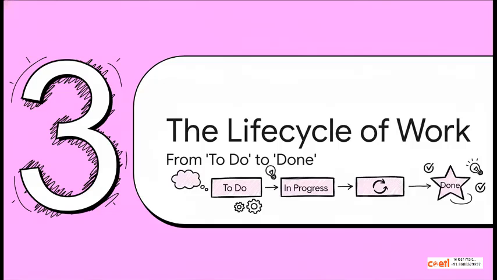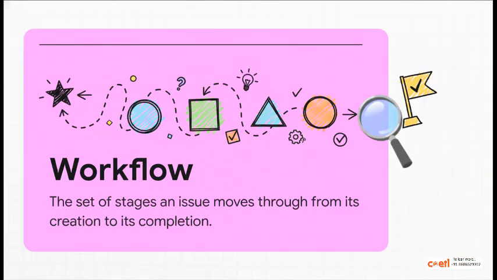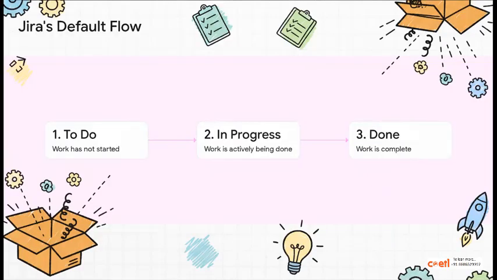Well, that's where workflows come into play. A workflow is really simple when you think about it. It's just the journey that a single piece of work takes, from the very beginning all the way to the finish line. Right out of the box, Jira gives you this super simple 3-step workflow: to do, in progress, and done. Honestly, it's a great place to start for most teams. It gives you a clean, immediate way to see exactly where every single task is at any given moment.